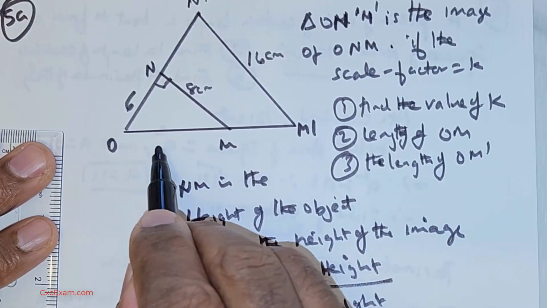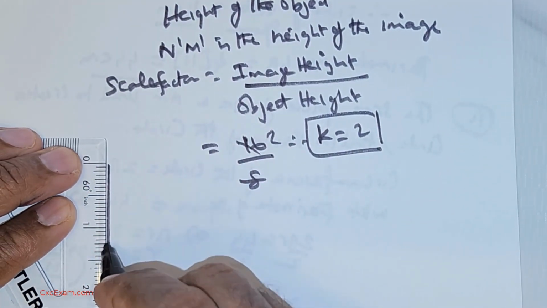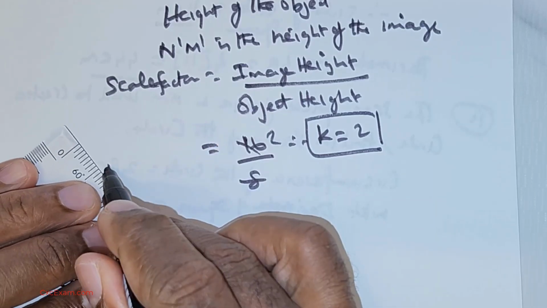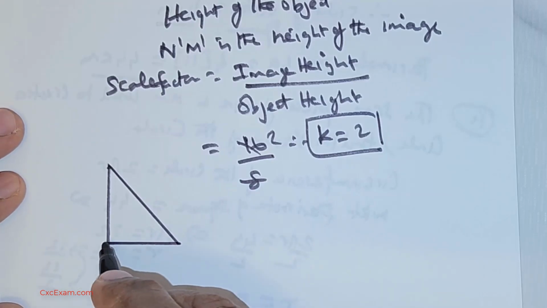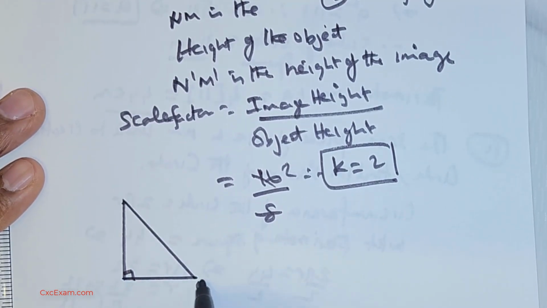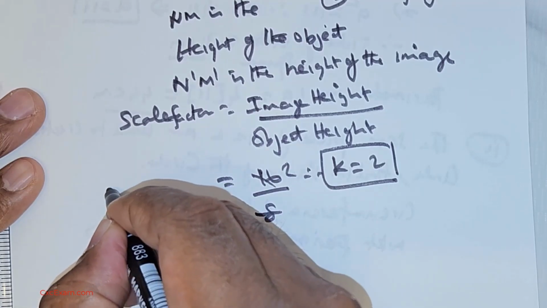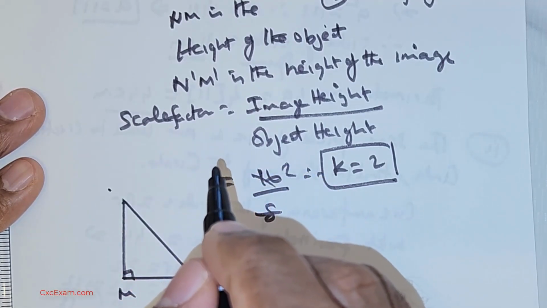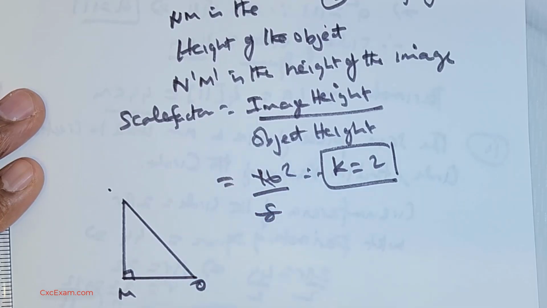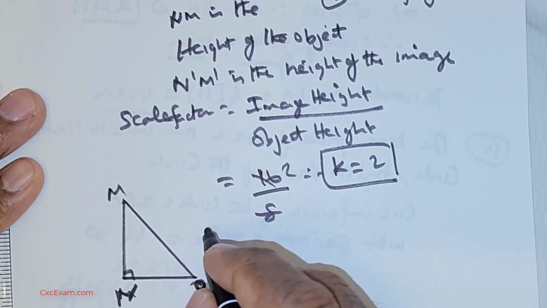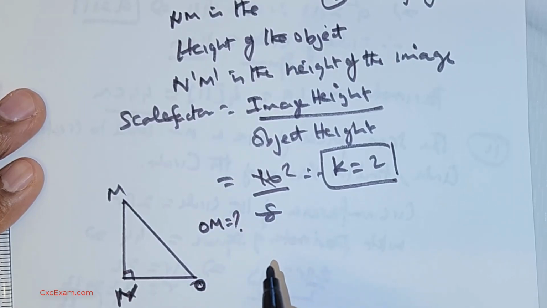Now we have to find the length of OM. So I draw this diagram. Okay, so this is 90 degrees. This is N, this is O, and this is M. Okay, and we have to get OM. This is given as 8, right? ON is given as 6.